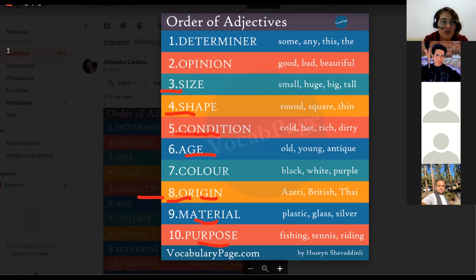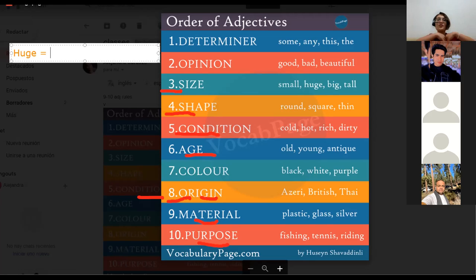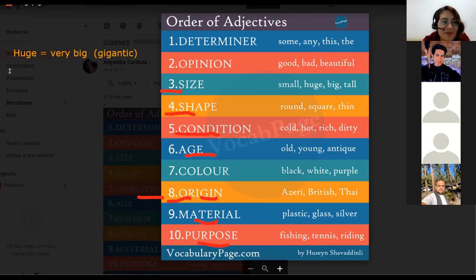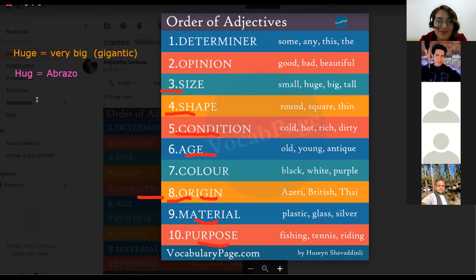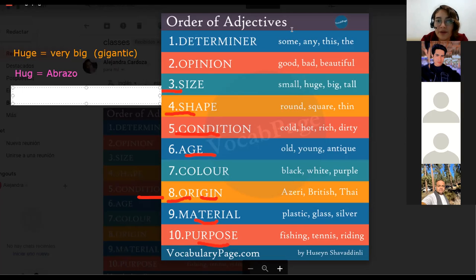Vamos en orden. Huge. Something huge es algo very big. Entonces es más que grande, es gigante, inmenso. Algunos sinónimos, palabras que significan lo mismo, you could also say gigantic, right? It's very big, ¿sí? Alrighty. Okay. Veamos. ¿Y cuál es la diferencia con abrazo? Oh, that's hug. Yeah, okay. That's hug. This is an abrazo, a hug. Huge, very big. Hug, abrazo. Good question.